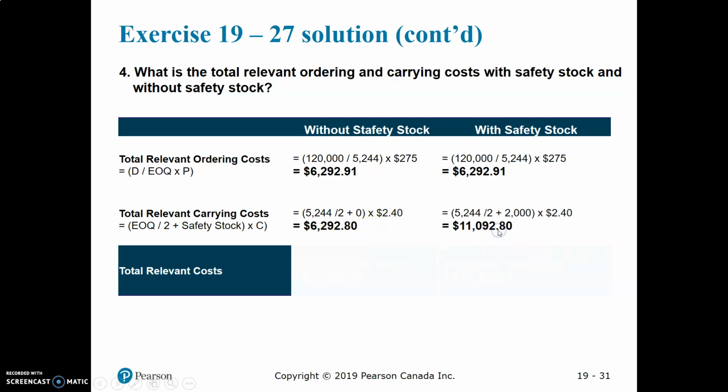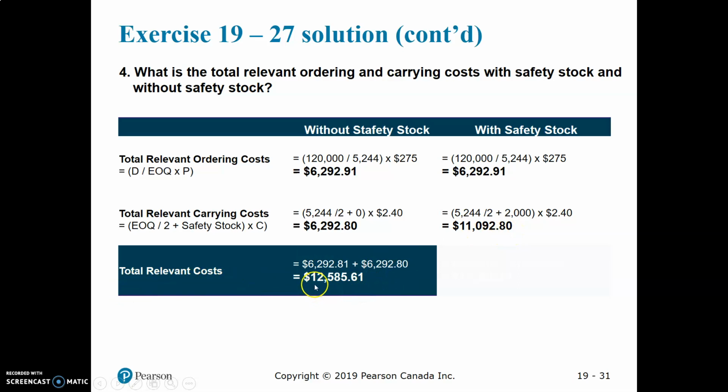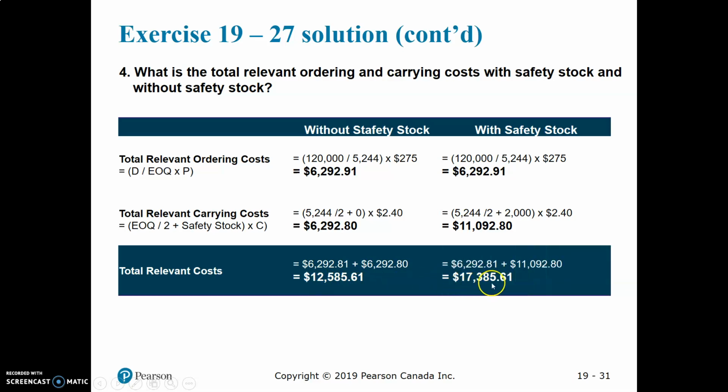$6,292.80. For with safety stock, essentially it's the same EOQ of 5244 divided by 2 plus 2,000 pairs of shoes that we would always have for safety, times the C of 2.40, which gives us a value of $11,092.80. Hence, our total relevant costs are $12,585.61 for without safety stock and $17,385.61 for with safety stock.